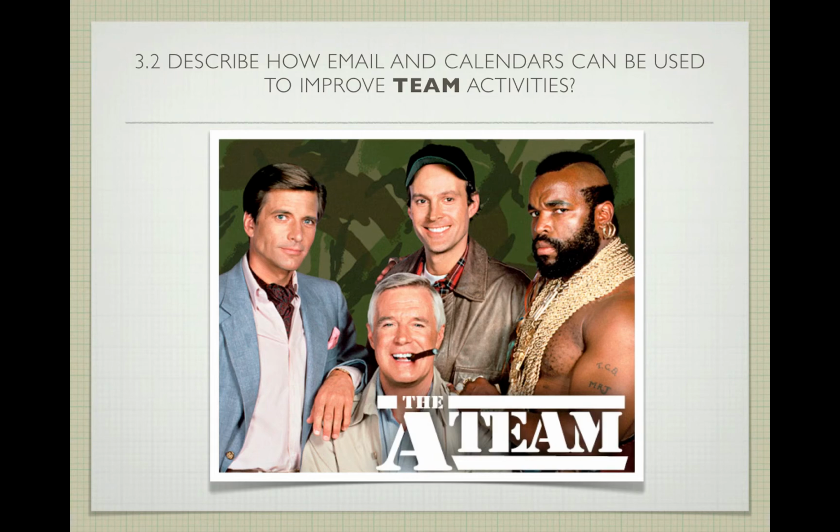Describe how email and calendars can be used to improve team activities. Before, we looked at email and calendars for time. Now we're looking at team. With a team, you've got things such as email distribution lists. If you need to send everybody in your team the same email, then using a distribution list is a good one. You can also put attachments on emails to send around to the team.